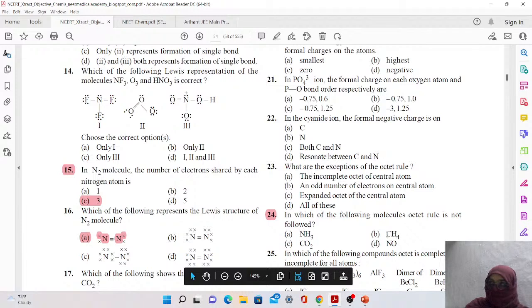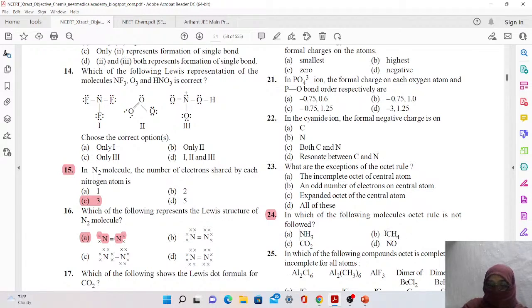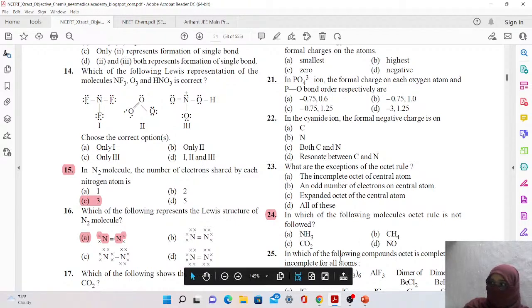B, CH4. Carbon atomic number is 6. 6 means 2 and 4. 4 means it is forming 4 electrons, which means forming 4 bonds. That means 8 electrons. It is following the octet rule. CO2. Yeah, carbon dioxide again follows the octet rule.